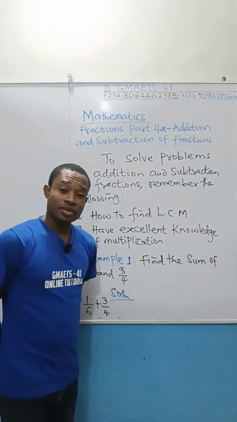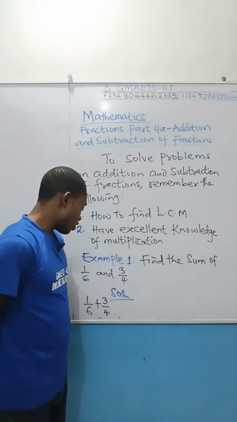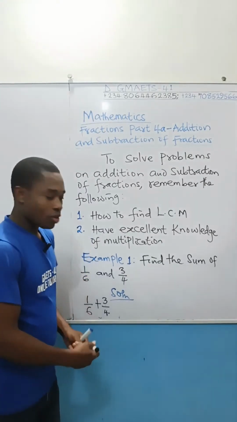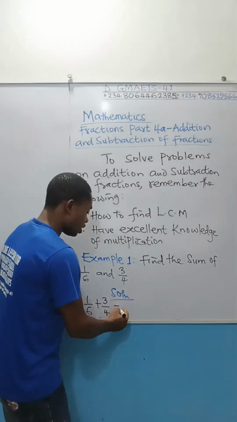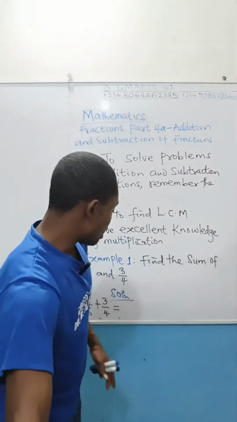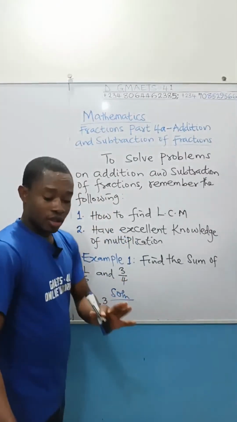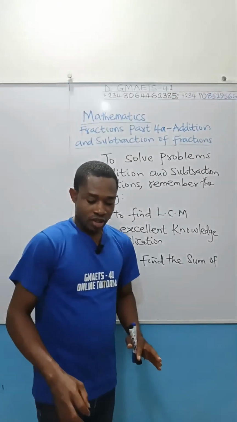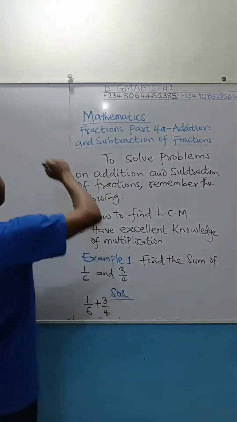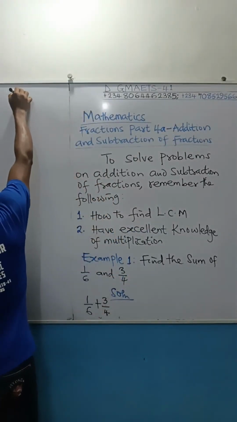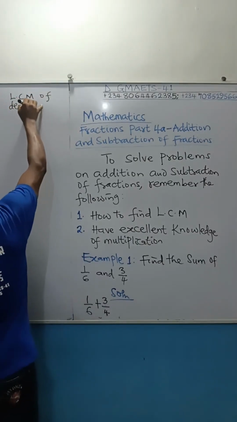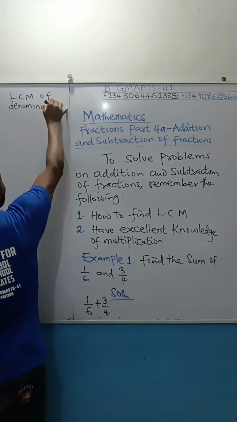Now, how do we handle this? To solve 1/6 plus 3/4 requires that you go through the L.C.M. So the question would be, what is the L.C.M. of these numbers? I'm going to show you quickly. Let us get the L.C.M. of the denominators. L.C.M. of the denominators, that's the first thing you have to do.